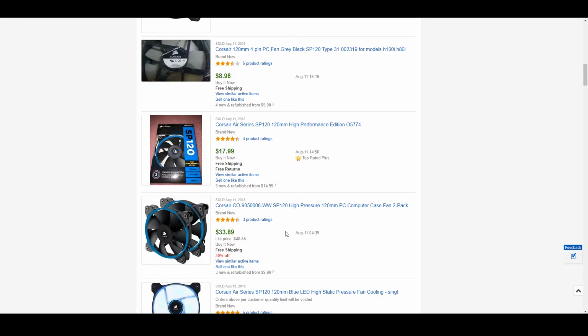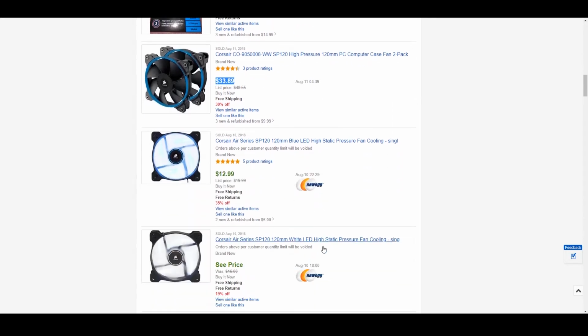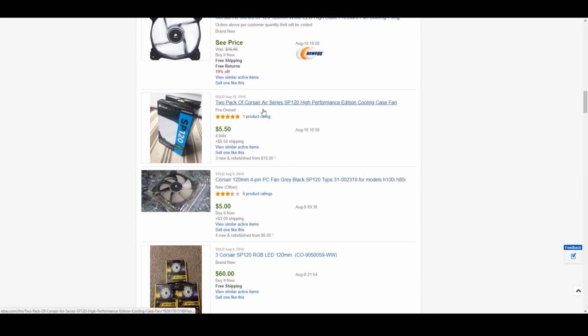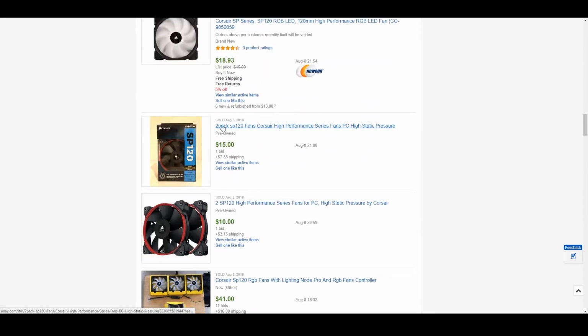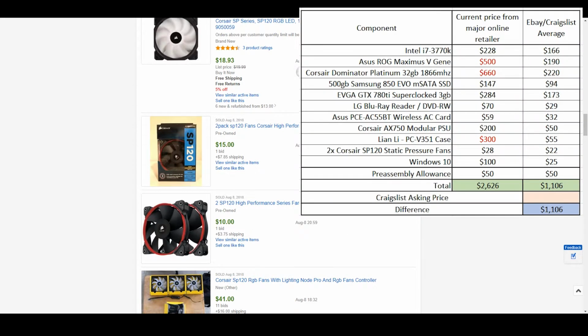I did want to make sure to include the Corsair SP120 static pressure fans, and that's just because they are a good addition to this case. What I found for a 2-pack on eBay was right around $22, and some of them, if not most of them, were brand new. What I did find on Amazon is right around $28 for the 2-pack, and I usually just get those. Sometimes it's cheaper, sometimes it's not, so definitely shop around if you are looking for fans.